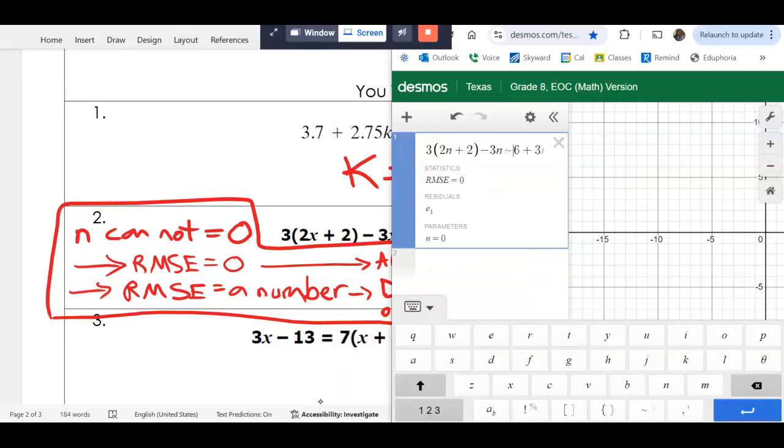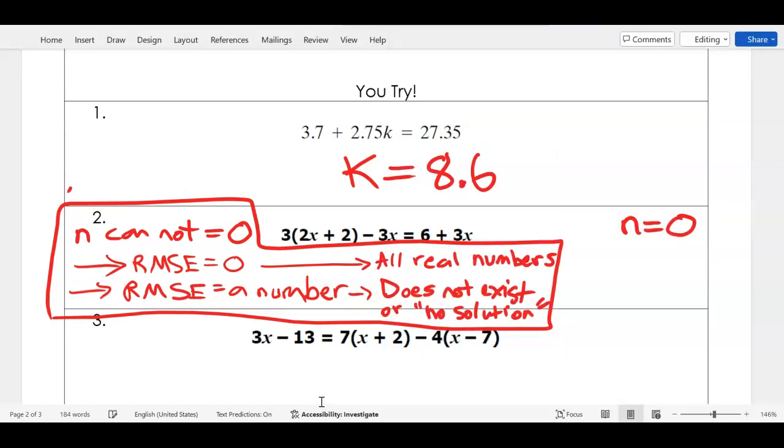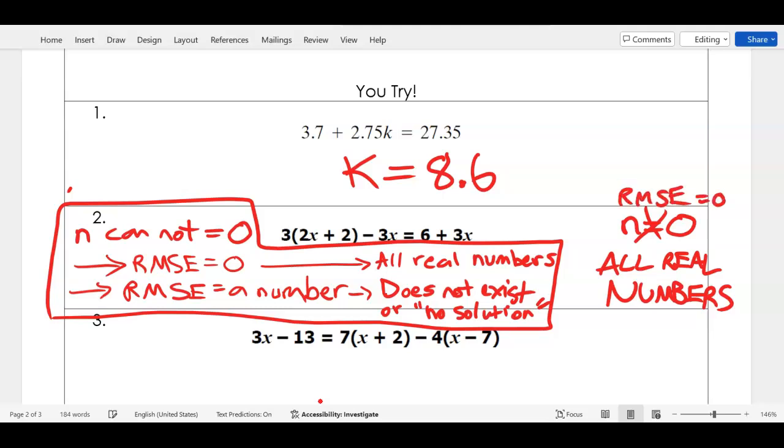On this graph, the RMSE was 0, okay? So the answer is not 0. Since RMSE equals 0, the answer is going to be all real numbers. For number 3, because the RMSE equals 0.